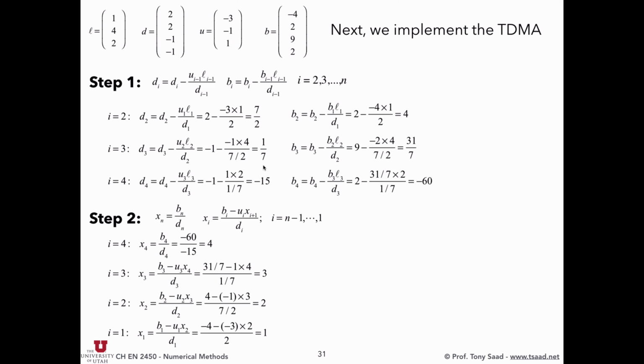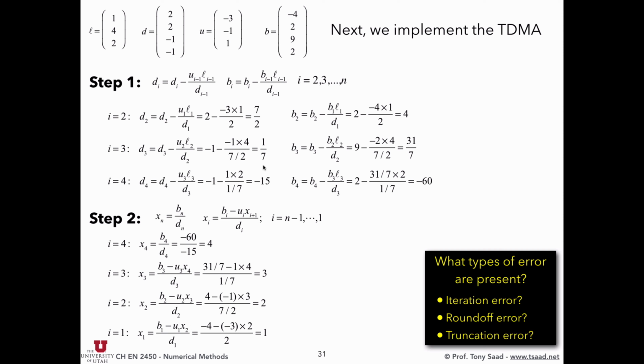Now the question is, what types of errors are present here? Iteration error, round-off error, truncation error. Well, there's obviously no truncation error because we were given a system of equations. We don't know where those equations came from, and so as far as we're concerned, there's no truncation error. Is there iteration error? No, because we did not iterate. We just hit the solution directly. There's no repeated calculation. We just solved for x4, x3, x2, and x1.